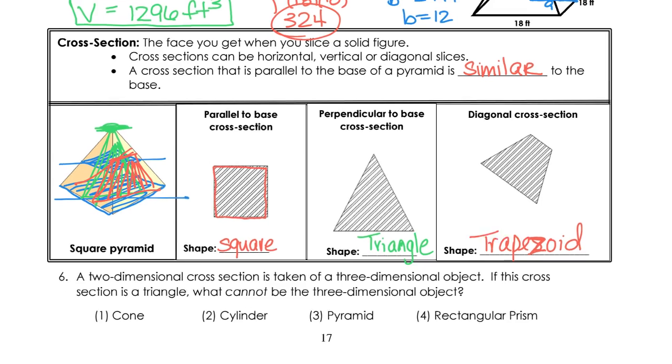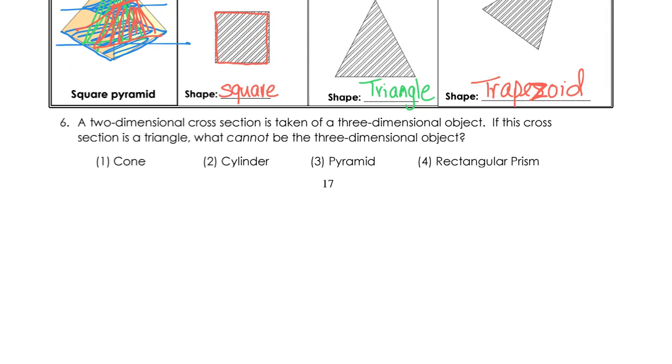All right, so just answering the last question here, it says the two-dimensional cross-section that's taken of a three-dimensional object. If this cross-section is a triangle, what cannot be the three-dimensional object? So this one's a little bit different. They're basically saying that you can get cross-sections that are triangles in 3 of our solids. And with a cone, you can 100% get a triangle. If you slice it perpendicular to the base, you guys can even see that there's a triangle in a cone. So a cone is possible.